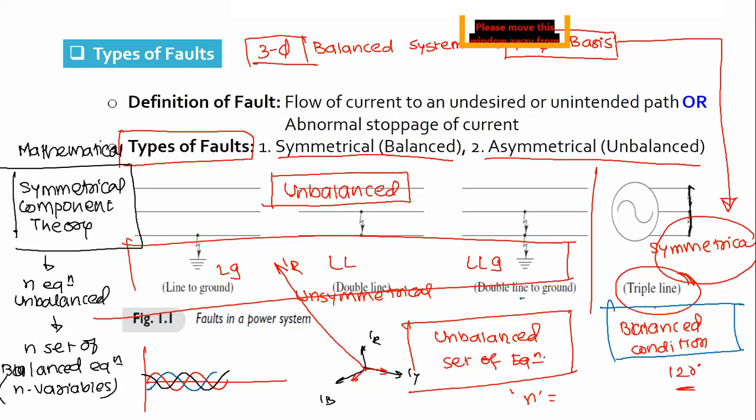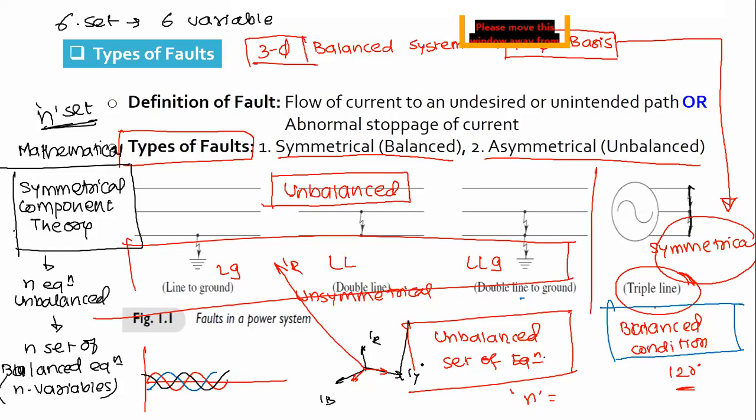So we use this. It can be used for any n set of equations, it is true for any n set of equations. However, we use it for three-phase systems. If somebody asks you, if I have a six-phase system, can I apply symmetrical component theory? Yes, we can. In that case, we have six sets of balanced equations with each set having six variables: IA0, IA1, IA2, IA3, IA4, IA5, likewise.